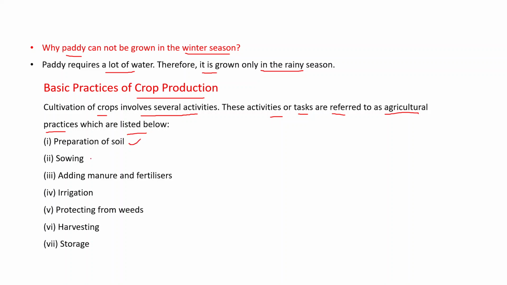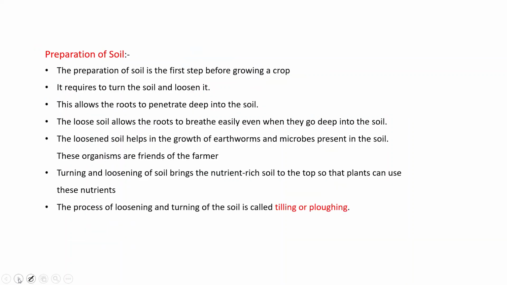Preparation of soil, sowing, adding manure and fertilizers, irrigation, protecting from weeds, harvesting, storage. We discuss one by one. First one is preparation of soil. This is the first step for growing a crop. Now what happens in this?